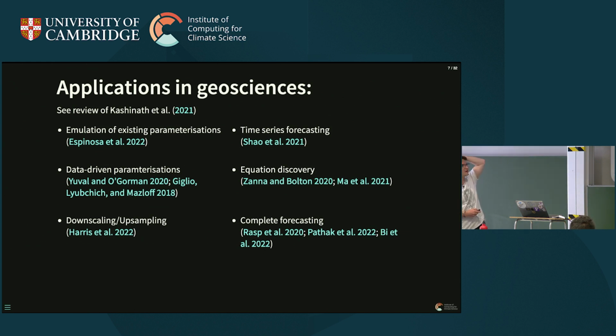Time series forecasting, hopefully everyone's happy with what time series forecasting is. Equation discovery, so I don't know too much about this, but I know there is an ICCS project. Say you've got subgrid models, so you might have a turbulence model and you need to apply subgrid closures. You might give a model a number of plausible different options for those closures and use machine learning to decide what form you want that to take. And finally, there's complete forecasting, which I'll come on to.